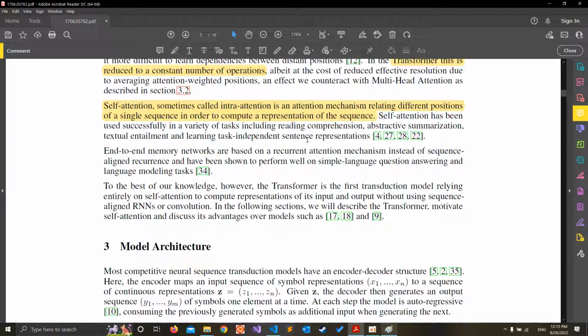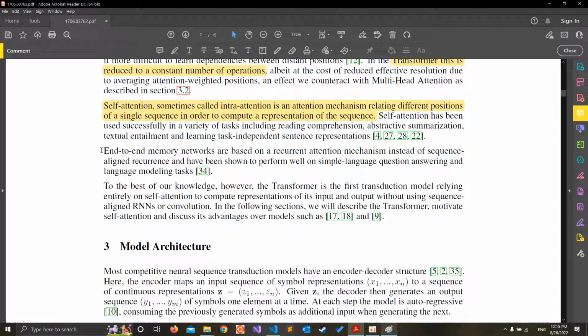End-to-end memory networks are based on a recurrent attention mechanism instead of sequence-aligned recurrence and have been shown to perform well on simple-language question answering and language modeling tasks. So they're saying how this idea is coming. They are talking about end-to-end memory networks, which do not use sequence-aligned recurrence. That is one of the most important parts of this paper, because it shows how the transformer architecture idea came into the minds of the writers.